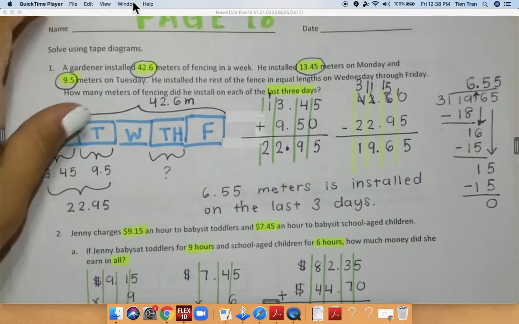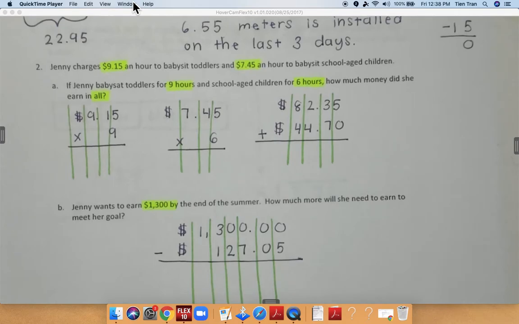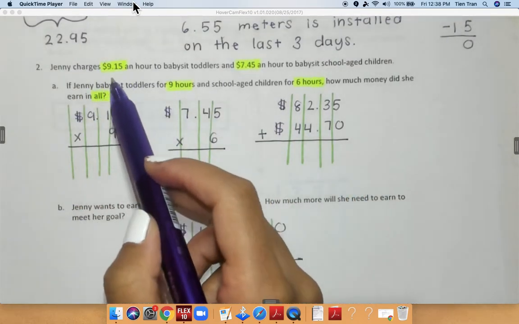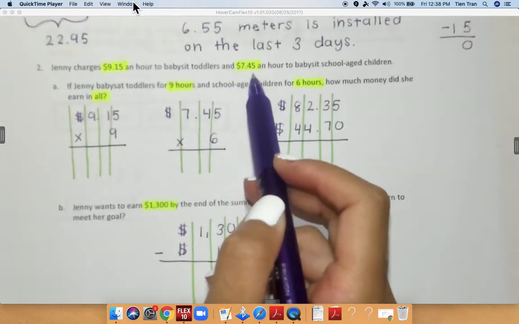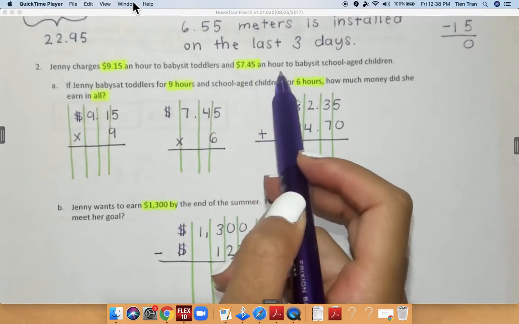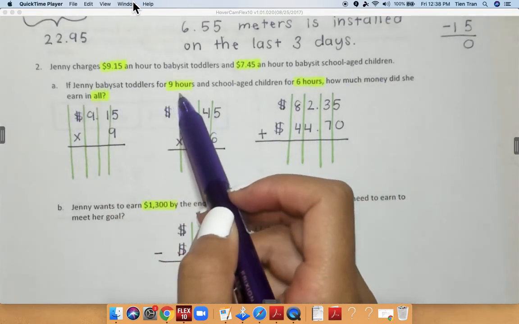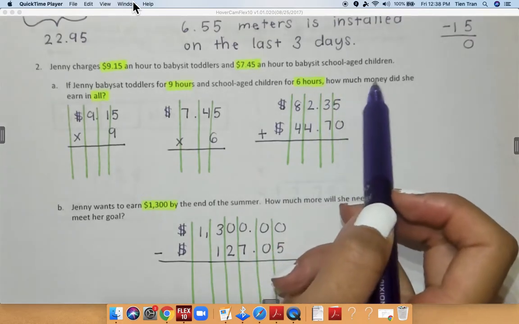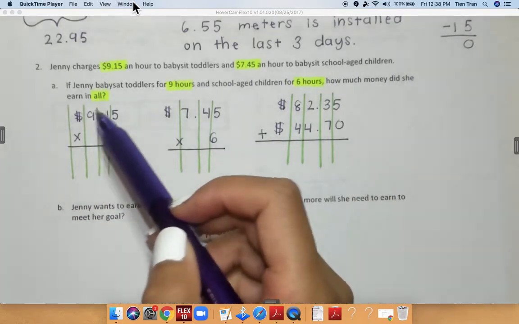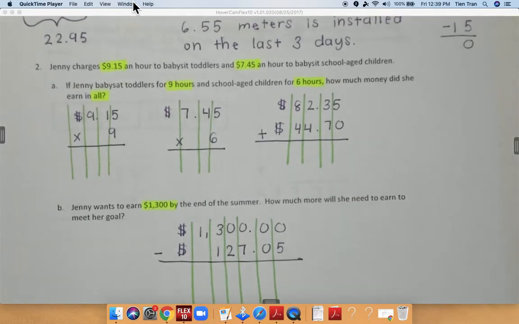Okay, now we're going to move on to problem number 2. For problem number 2, it says here, Jenny charges $9.15 an hour to babysit toddlers and $7.45 an hour to babysit school-age children. If Jenny babysat toddlers for 9 hours and school-age children for 6 hours, how much money did she earn in all? So what I'm looking here is I am focusing on how much she is babysitting for her hours.